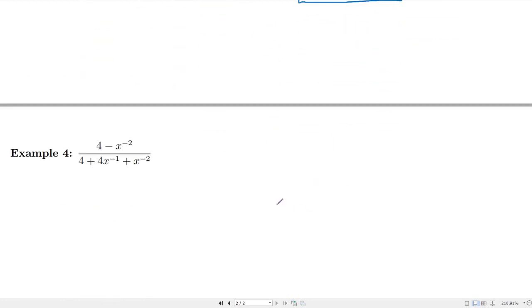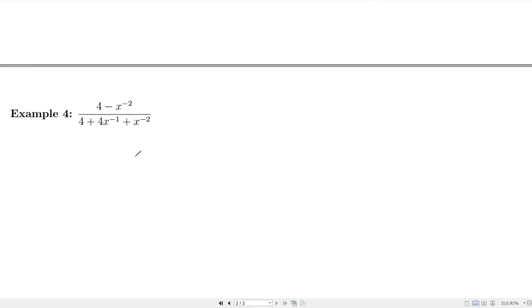What about our next example? Well, now we have 4 minus x to the negative 2. So what is that notation? So here is something important. When you have x to the negative n, this is the same as 1 over x to the n.